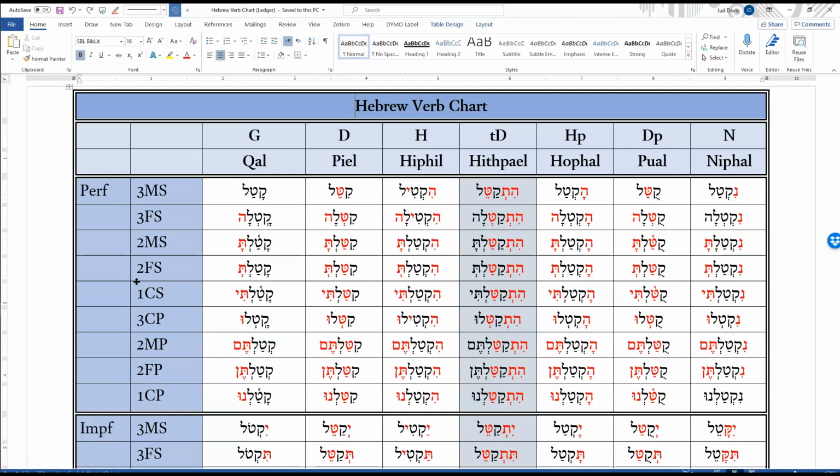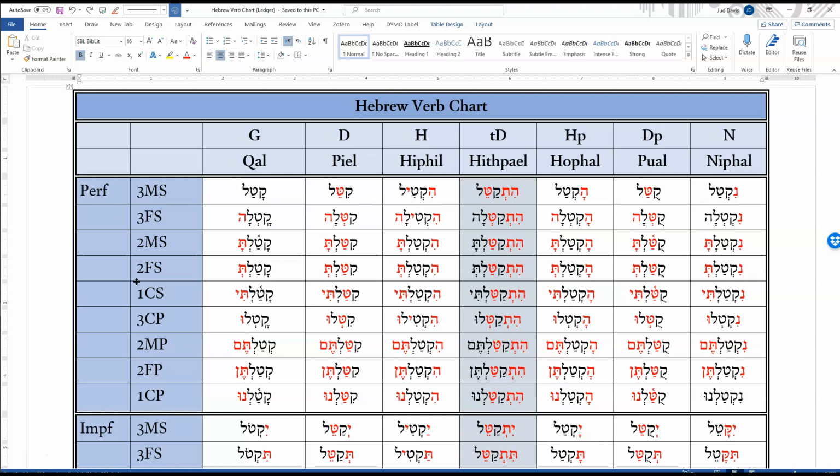Hebrew only has 2 tenses, a perfect and an imperfect. So you could translate this, he killed. So it's third masculine singular from katal, he killed. So katal, katala, she killed. Katalta, you man killed. Katalt, you woman killed. Katalti, I killed. Right? You with me? In English, what would you call what I just did in terms of tense? What tense would that be? He killed, she killed, you killed. Past simple.